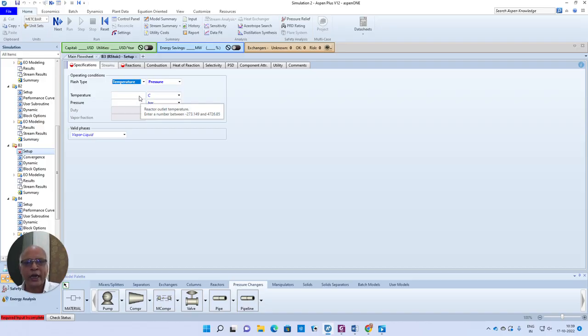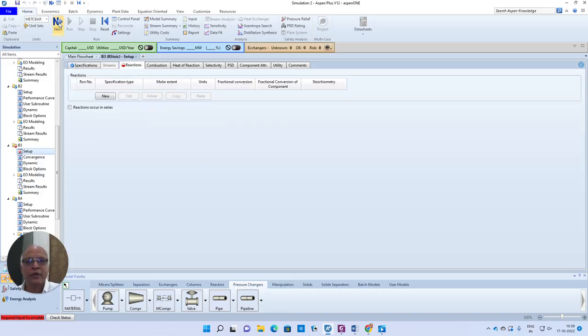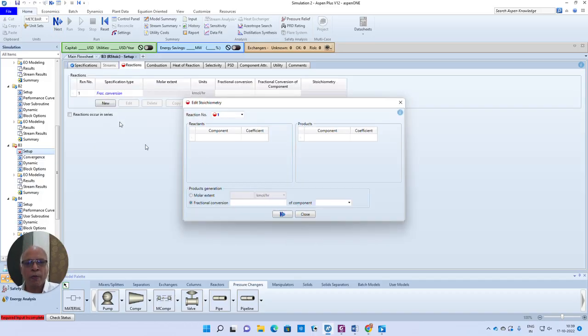So this is operating at, again, we are given that it is an adiabatic combustor, so duty is 0 and the pressure drop is 0 because the input is at 2900 kilopascals. The reaction also will be occurring at the same. So next, the reactions, new.